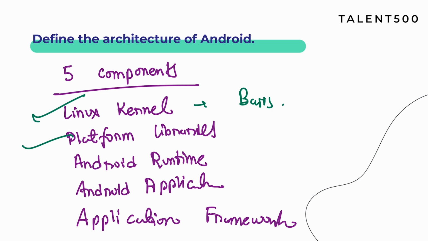Number 2 is the platform libraries. Android platform libraries are native C and C++ libraries. They provide support for graphics, media, etc. This allows the developer to implement graphic functionality and display web content, among other things.